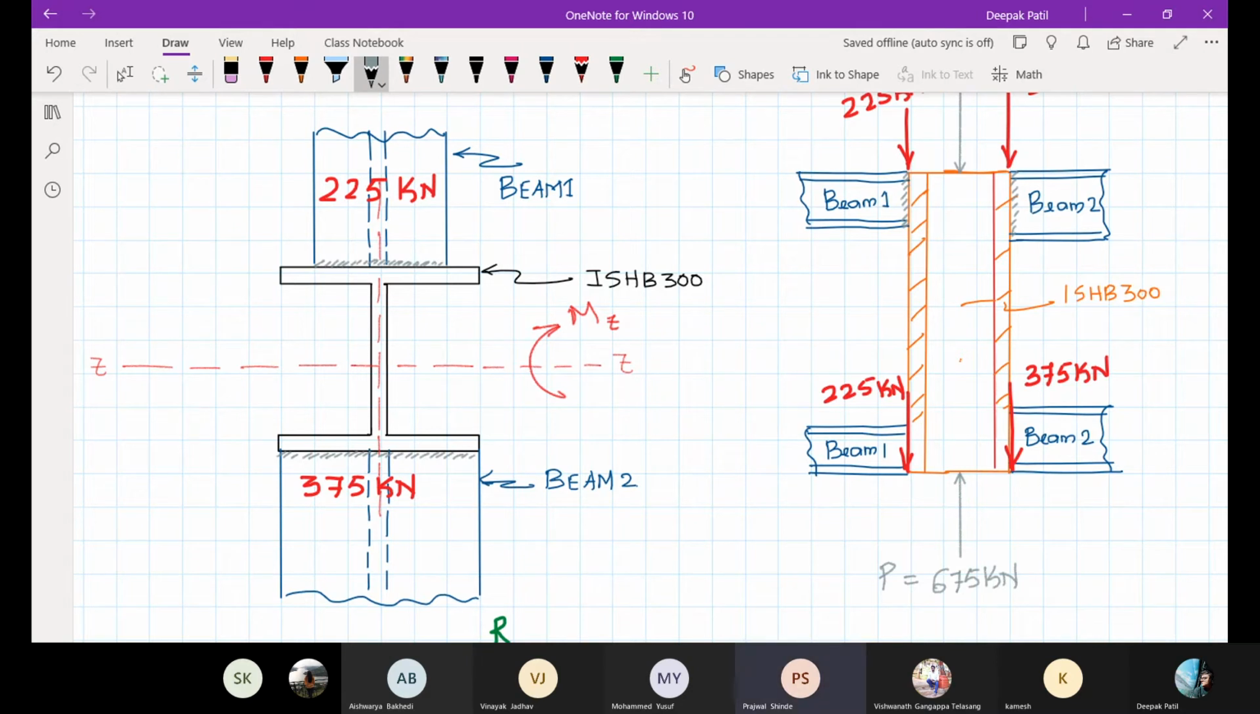Sir, by taking maximum load 375. Okay, then what will you do? 375 load. Okay, then what will you do next? I want bending moment.